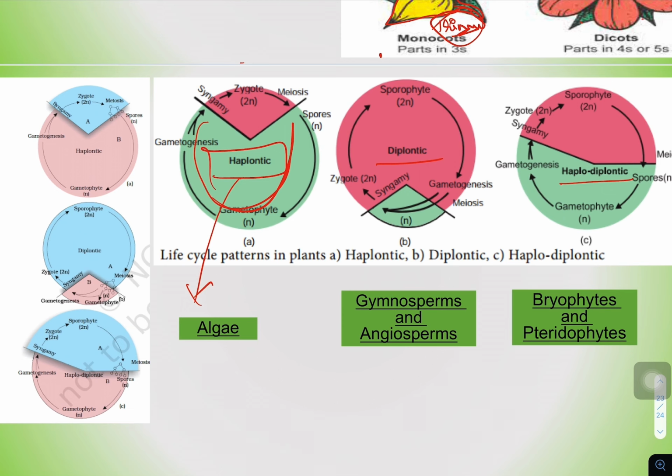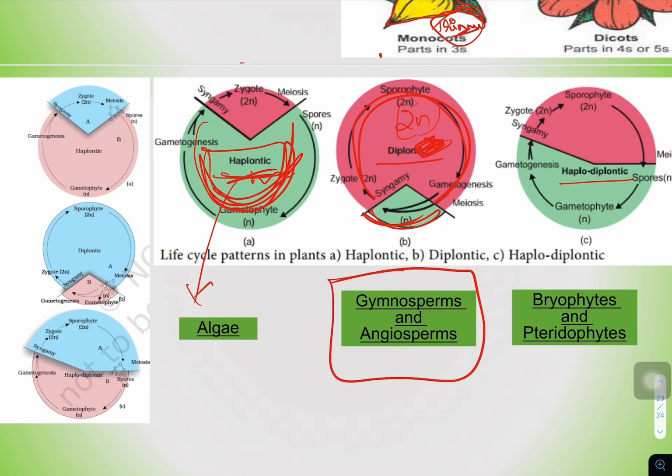Next one is the diplontic life cycle. Diplontic life cycle is a type of life cycle where the sporophytic phase takes more duration for its development, and the gametophytic phase is reduced to a very small duration. See here, sporophyte means diploid, gametophyte phase haploid. Here gametophyte is dominant, hence it is called haplontic. Here sporophyte is dominant, hence it is called diplontic. Example for this is gymnosperms and angiosperms.